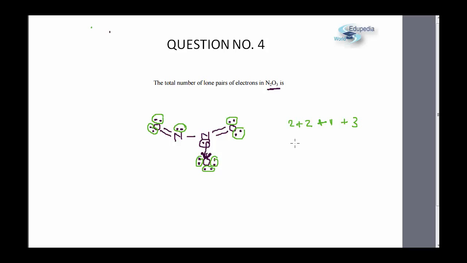So how much does it make? 2 plus 2 4 plus 4 8. So that is the correct answer to this question, that is 8.